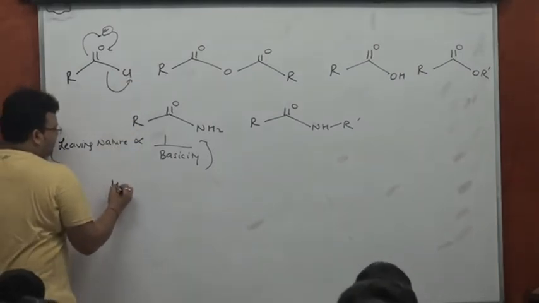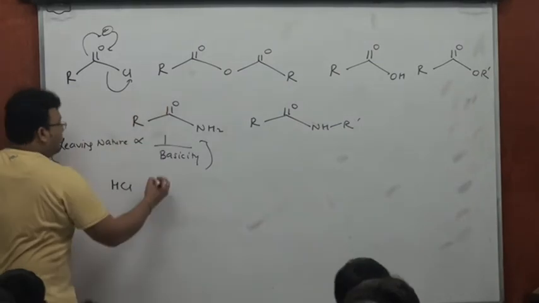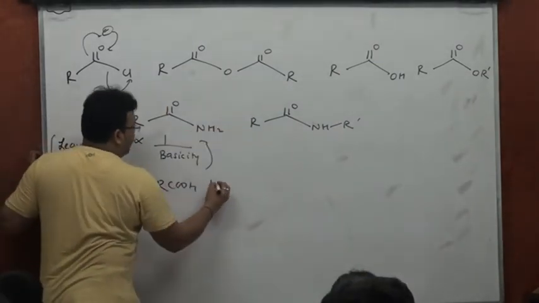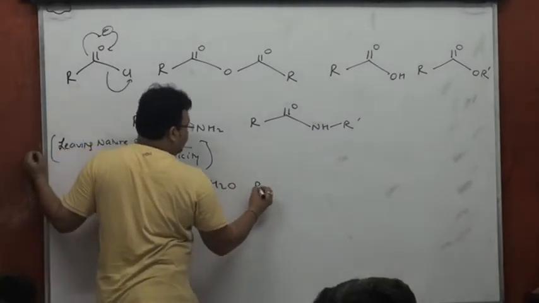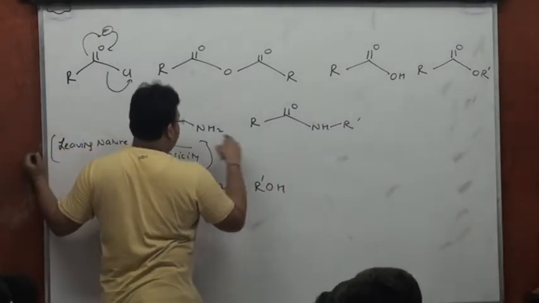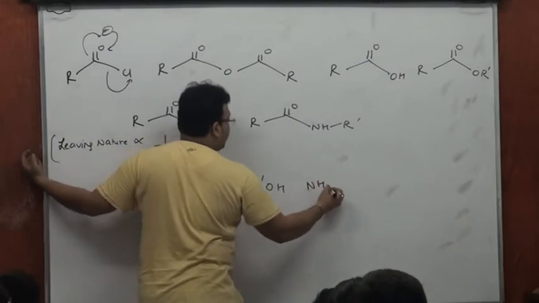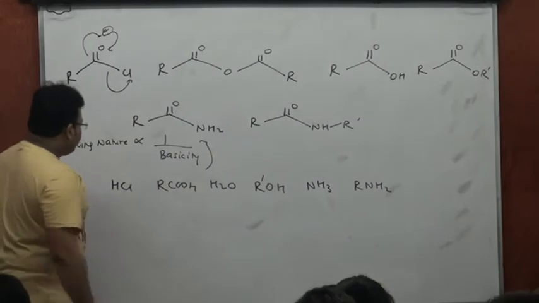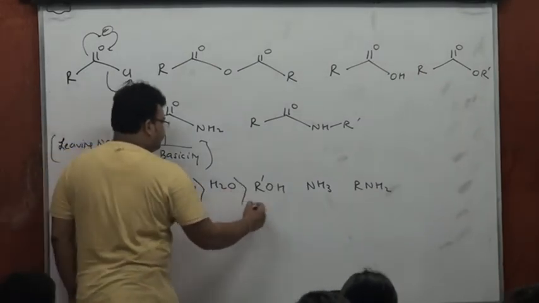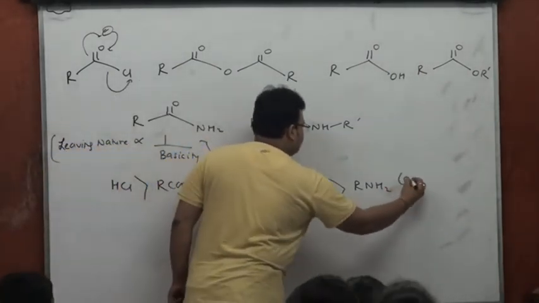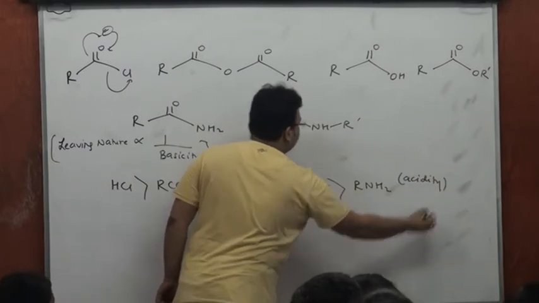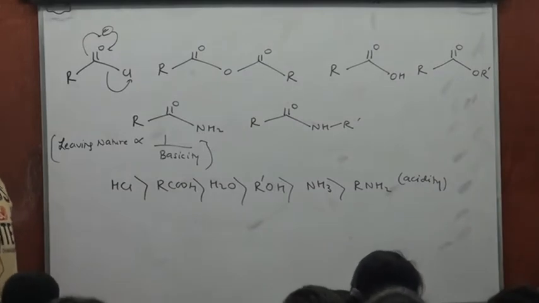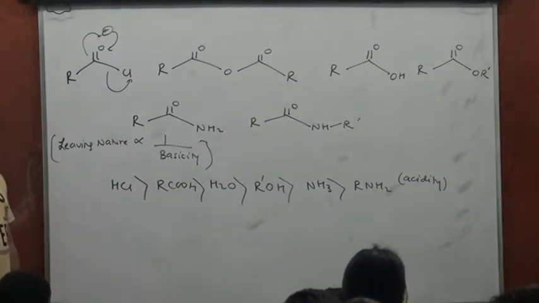Suppose the corresponding acid is HCl, the corresponding acid is RCOOH. There, if it's water, alcohol R prime OH, ammonia, and an amine, don't you think this is the order of acidity? This is the order of acidity. Yes or no? Yes or no?